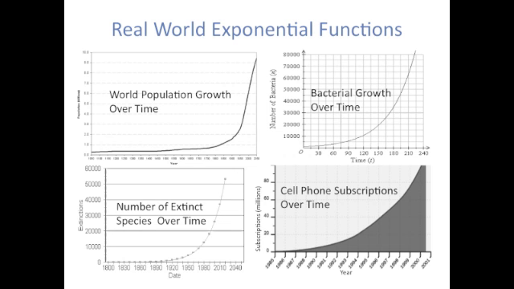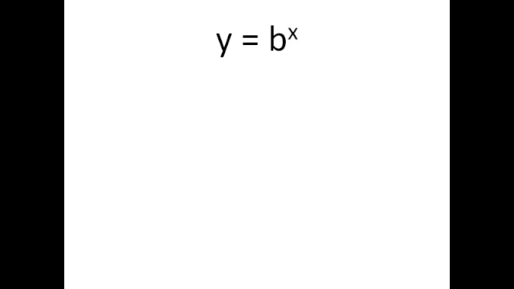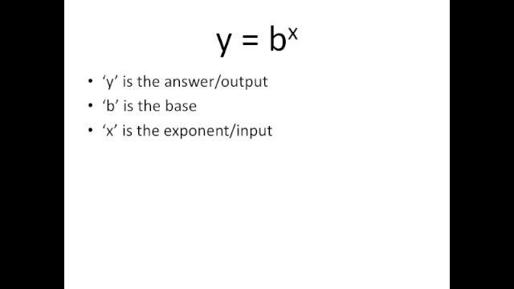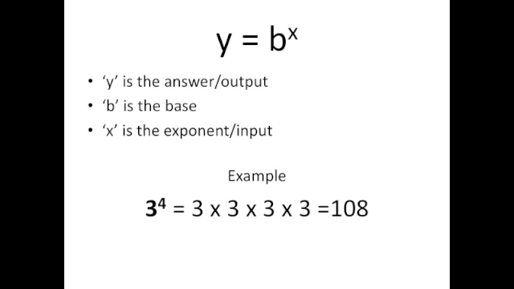This may sound confusing before you understand the different parts of an exponential function. The equation of a basic exponential function is y equals b to the power of x. Y is the answer or output of the equation, b is the base, and x is the exponent or the input. For example, 3 to the power of 4, 3 is the base or b, 4 is the exponent or x, and the answer or y is 108 because 3 times 3 times 3 times 3 is 108.